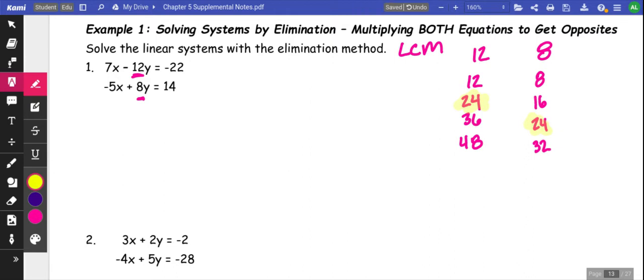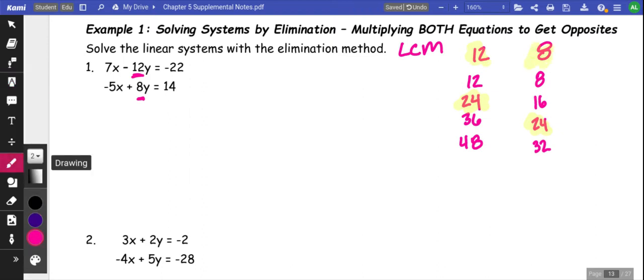We need to find a certain value that I can get from 12 and from 8. So think for a second. I have to multiply this first equation by 2 in order to get 24. And I have to multiply the second equation by 3 in order to get 24. So that's the number we're going to have in common. All right, so let's go ahead and do that. I've got the first equation I'm going to multiply by 2.